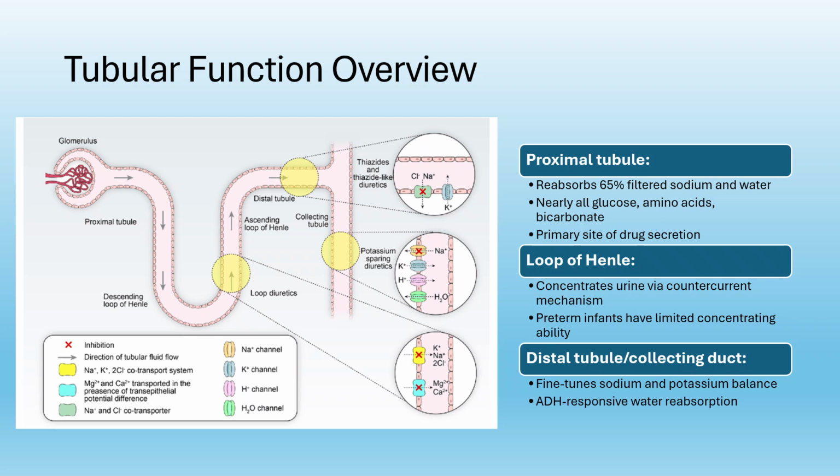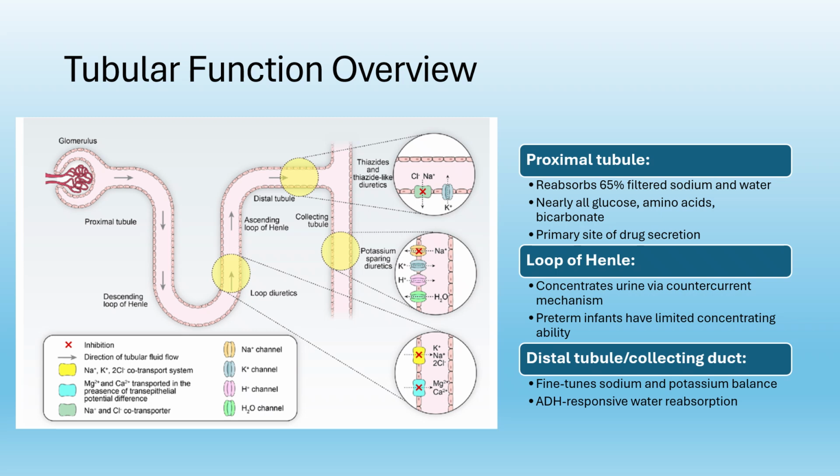Preterm infants, however, have shortened loops that limit concentration to about 700 milliosmoles per kilogram. This physiologic limitation means premature infants cannot conserve water as effectively, making them vulnerable to dehydration even with normal intake. The distal tubule and collecting duct provide the final adjustments.